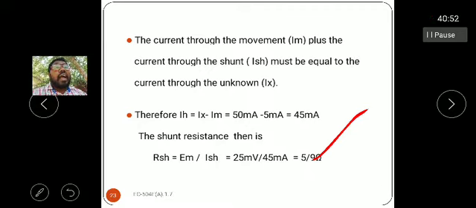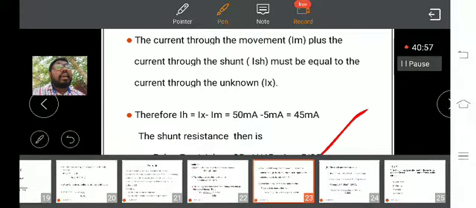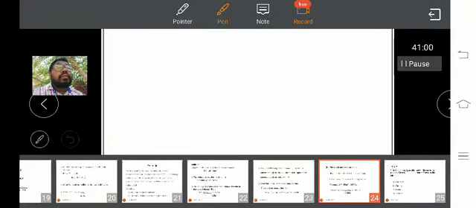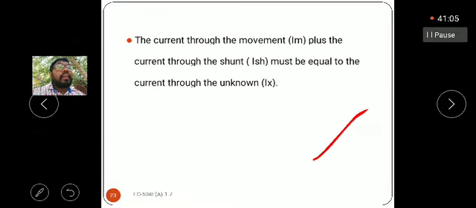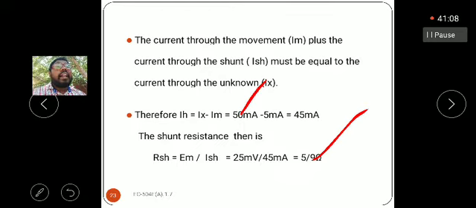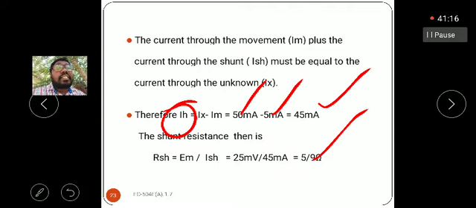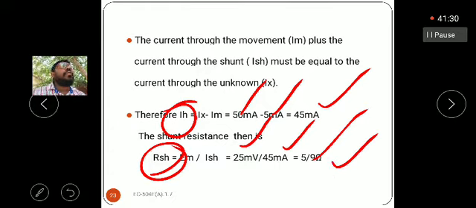We know that Ix is equal to 50 milliamps, Im is equal to 5 milliamps. Internal meter current is equal to 5 milliamps. The total shunt current is equal to 45 milliamps. The shunt resistance is RSH is equal to Em by ISH. Em is equal to 25 millivolts, ISH is equal to 45 milliamps. The total shunt resistance is equal to 5 by 9 ohms.